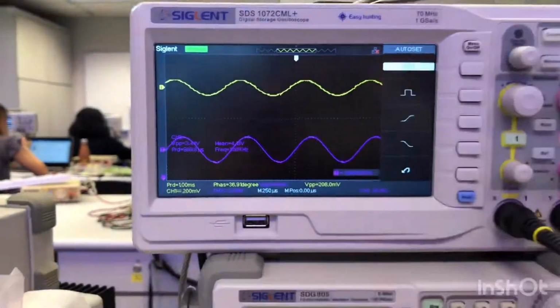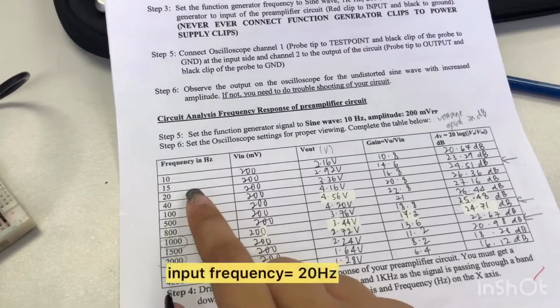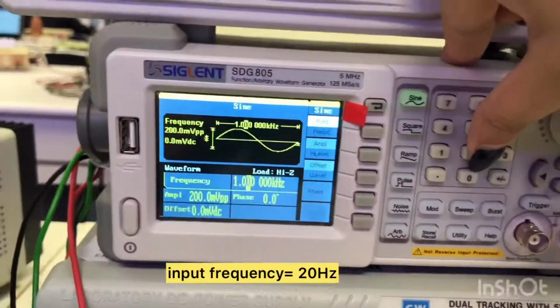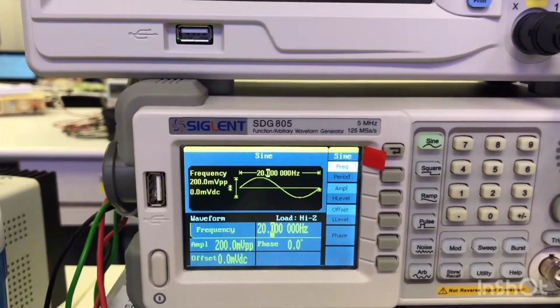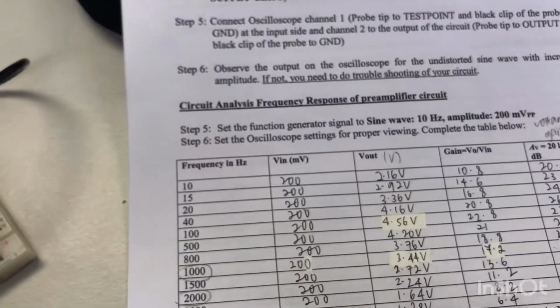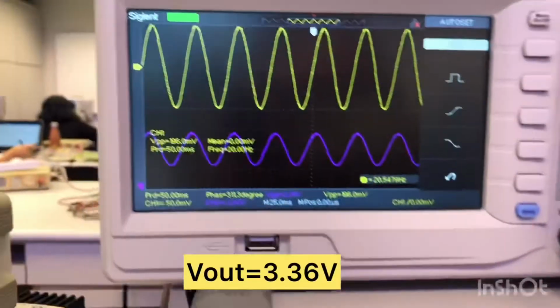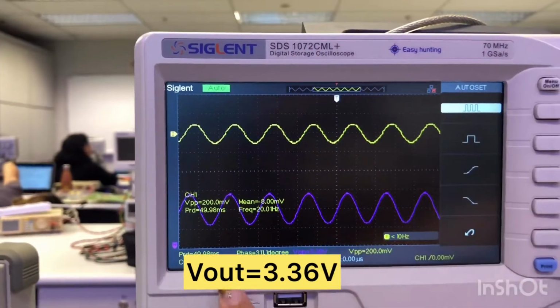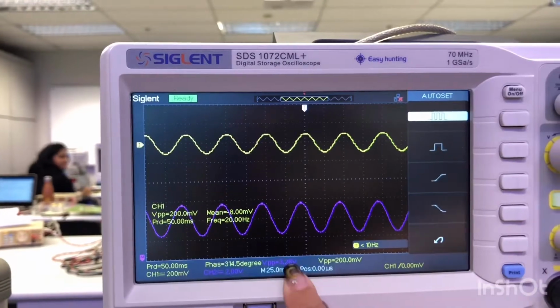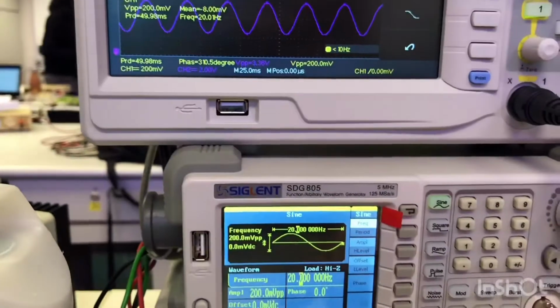Now, we're going to test when the input frequency is 20 Hz, 200 mV peak to peak. We are expecting 3.36 volt from my previous test lab results. And now it shows that my results are correct. It's at 3.36 volt. And we both got sine wave.